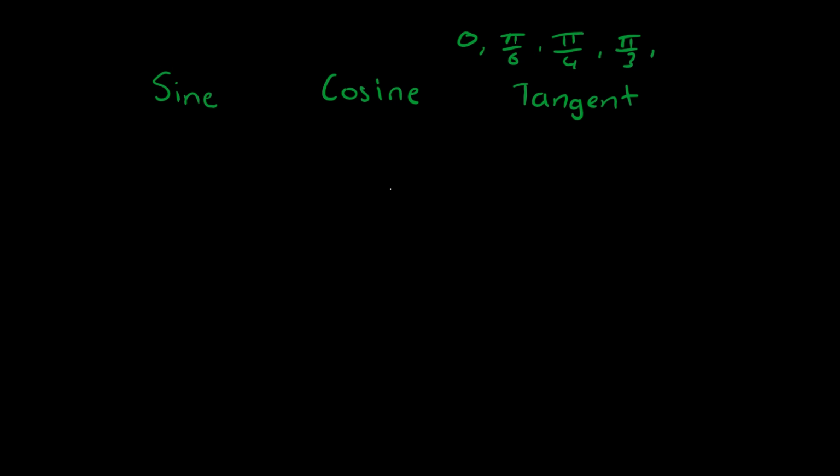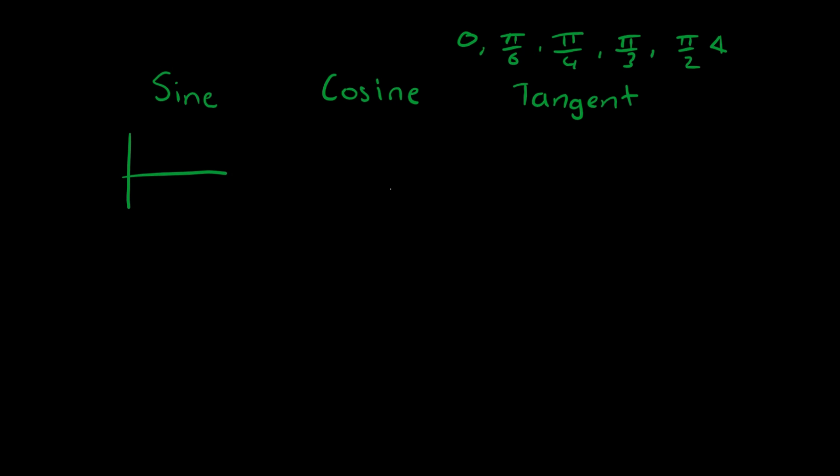Hey there, in this video, I'll be teaching you about how to find values of sine, cosine, and tangent functions. Most importantly, 0, pi by 6, pi by 4, pi by 3, and pi by 2. Note that all these values are lesser than pi by 2.